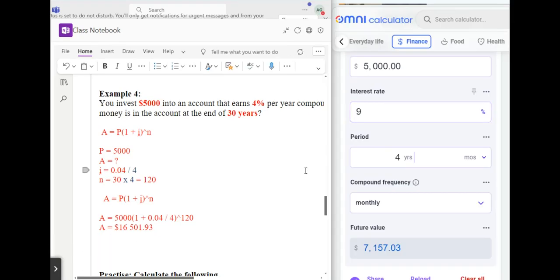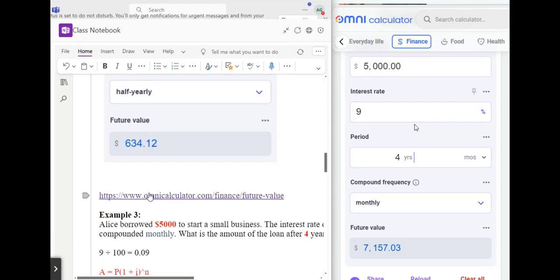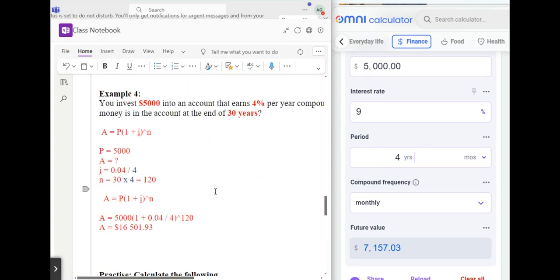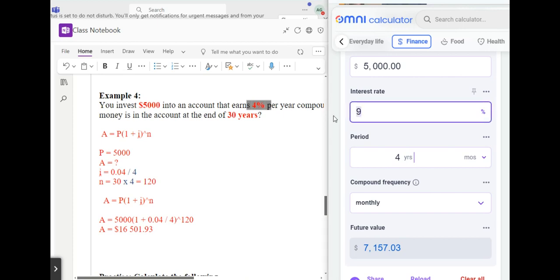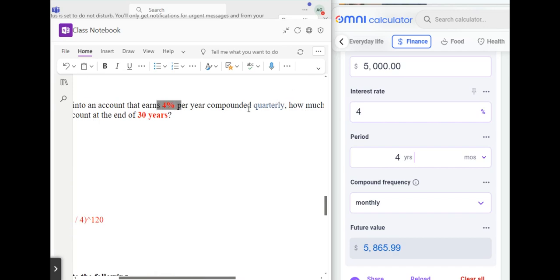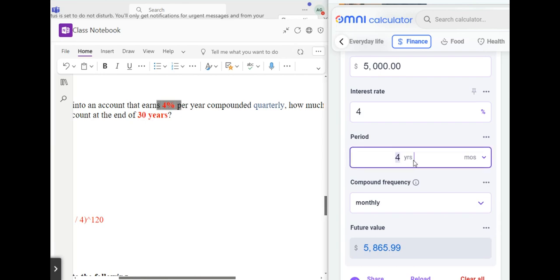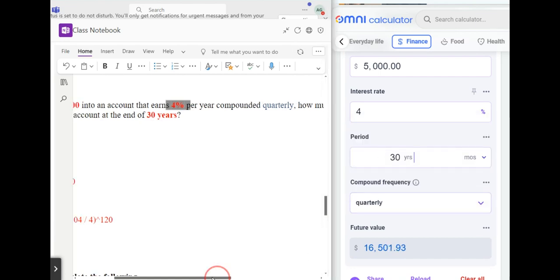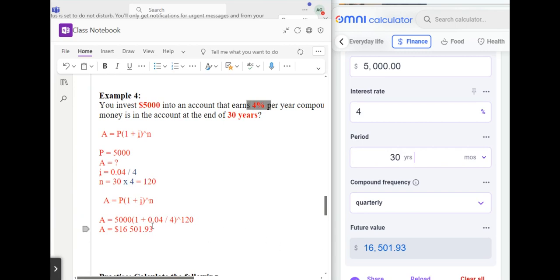If you wish to use the OMNI calculator, again, the OMNI calculator link is up here, and I also put it in the homework questions as well. We type in the same information as before. It's still 5,000, but now it's going to be 4%. So we're going to switch this 9 to a 4. And it's compounded quarterly for 30 years. So we're going to change this 4 years to 30, and we're going to change the compounding here to quarterly. And as you can see here, we do get the same answer in the end.